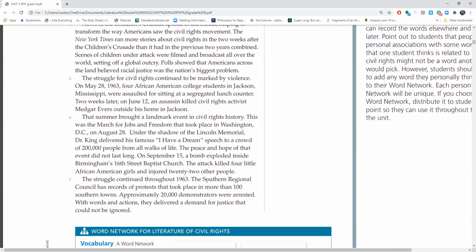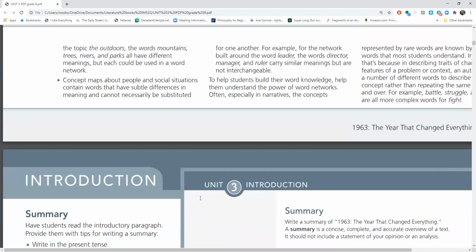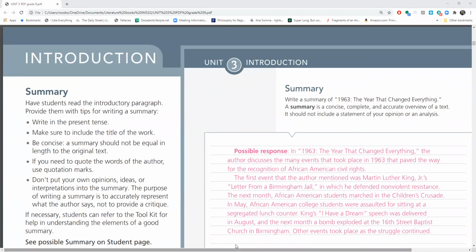Okay, and this part is just saying that in that year, over 100 towns and cities had a lot of different protests asking for similar things: to stop segregation and for black people to have the same rights. About 20,000 people were arrested just for protesting and asking for the same rights. And this really got the attention of the entire nation. And I believe that's it.